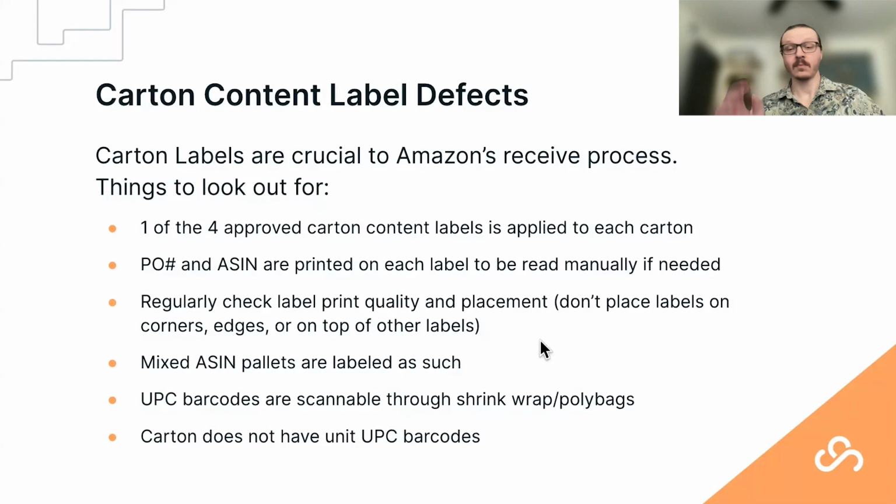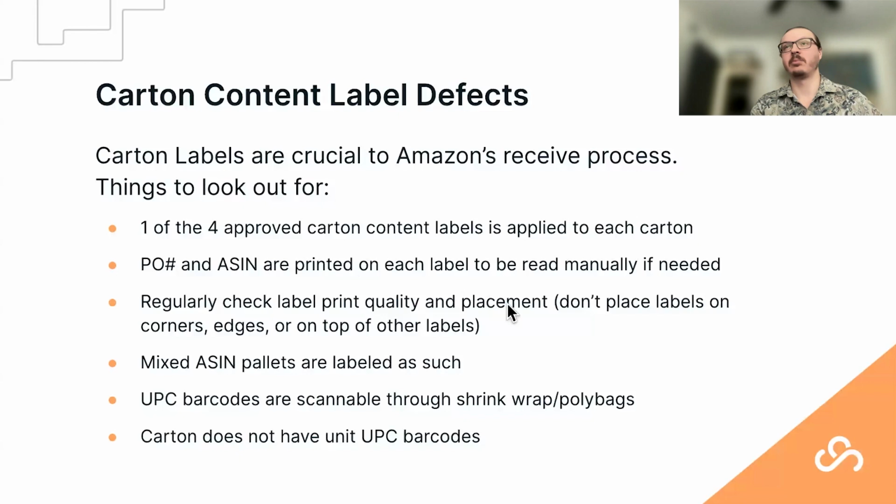But things to watch out for, some of the most commonly occurring reasons why we see problems with labels. The easy one is it's not one of the four approved carton content labels with Amazon. And I think they're also making some labeling changes or updates coming in the near future as well. So I think that may even limit the number of approved label types that suppliers can use. But if you're not using an approved one, that's your first sign that you need to make a change.